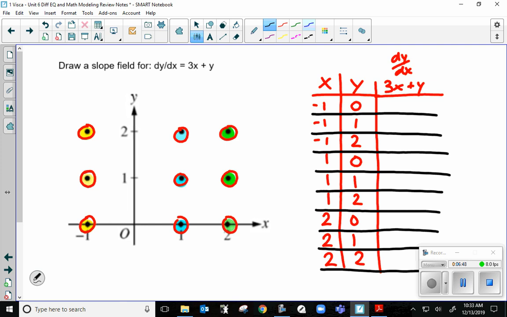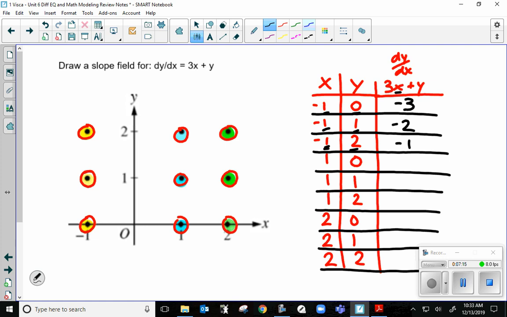Okay, so if I take a -1 and put it in for x, I get -3 plus 0. Well, my slope of that coordinate is -3. Now, anytime I multiply 3 by a -1, it'll be -3 plus my y. So -3 plus 1 gives me -2. -3 plus 2 gives me -1. All right? We found our first slopes.